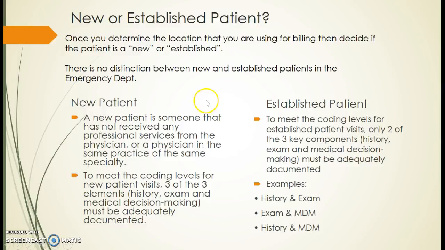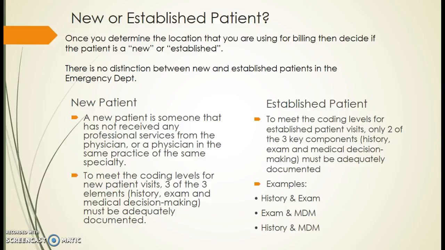The next thing we need to figure out once we figure out where the patient has been seen is whether or not the patient is new or established. So a new patient is someone that has not received any professional services from the physician or a physician in the same practice of the same specialty. To meet coding levels for new patients, 3 of the 3 key elements, history, exam, and medical decision making, must be adequately met. This is going to be the case for everything that says new or initial.